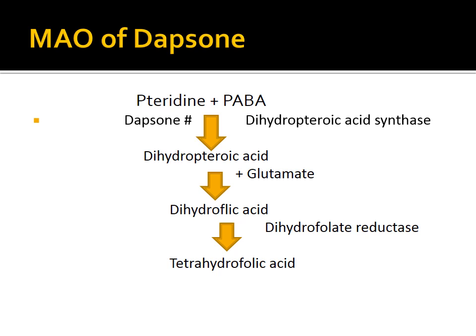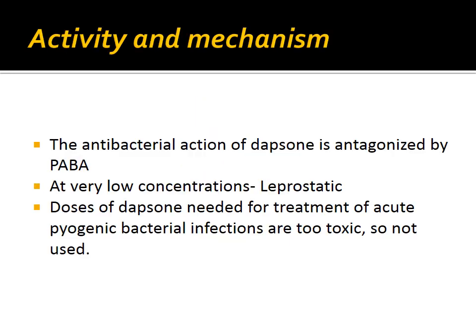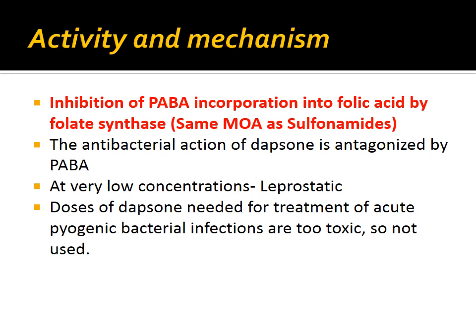Glutamate is then added to the dihydropteroic acid, and it forms dihydrofolic acid, and dihydrofolic acid is then converted into tetrahydrofolic acid by the enzyme dihydrofolate reductase. Which drug inhibits this dihydrofolate reductase? Yes, trimethoprim. So Dapsone inhibits the dihydropteroic acid synthase, and thus inhibits folic acid synthesis, especially in the bacteria.